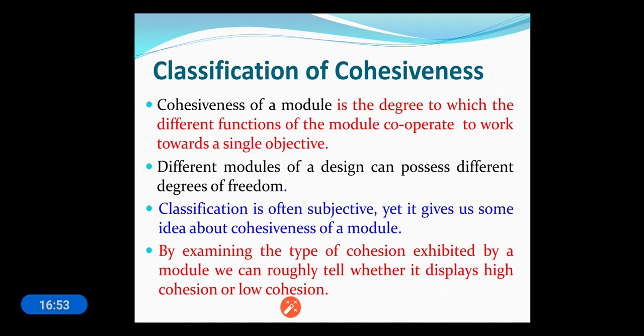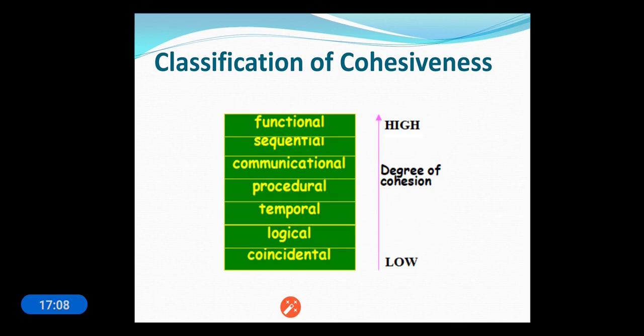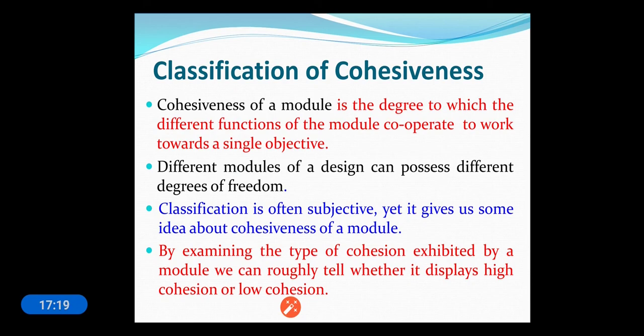Now coming to the classification of cohesiveness. Based on the functional strength among the module, cohesion is classified into various types: functional cohesion, sequential cohesion, communicational cohesion, procedural cohesion, temporal cohesion, logical cohesion, and coincidental cohesion. We already know that cohesiveness is the degree to which different functions of a module cooperate to work towards a single objective. By examining the type of cohesion exhibited by a module, we can roughly tell whether it displays high cohesion or low cohesion. That means by identifying what kind of cohesion exists between the functions in a module, we can say whether there is high or low cohesion.